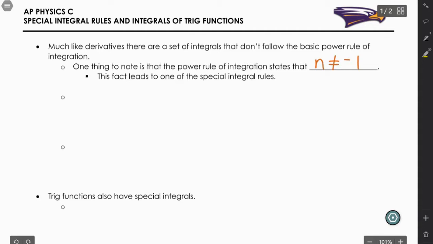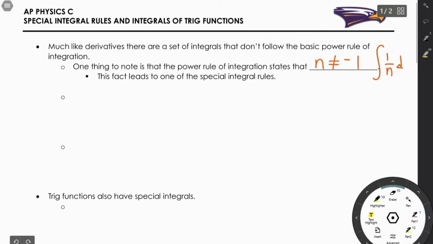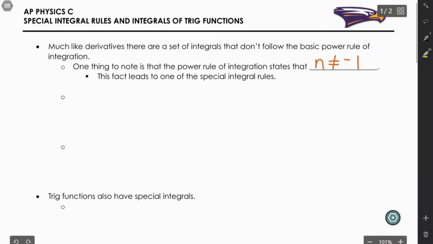Basically what that means is that your function cannot be a simple function, like taking the integral of 1 over an expression. That's a special integral. The first of those special integrals will be e to the ax. These are all written using this U substitution, just like the derivatives were written using the chain rule.